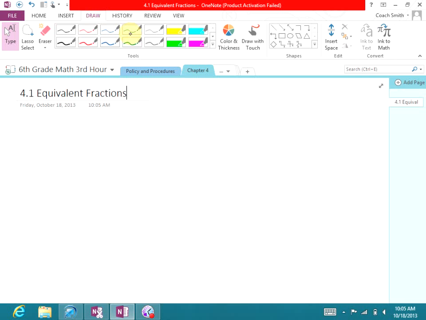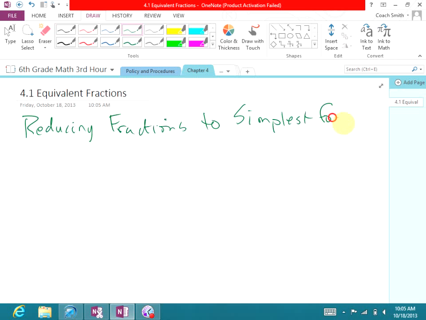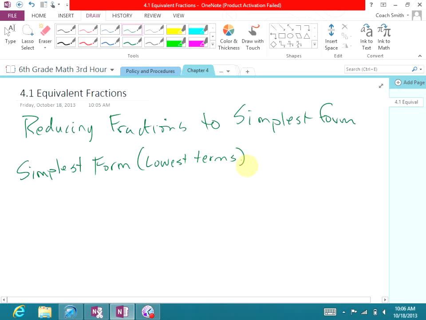All right, equivalent fractions. We're going to talk about, first of all, reducing fractions to simplest form. Okay, the key being their simplest form. Now, simplest form means this. First of all, another way I will express it is lowest terms. Okay, that's another way that we'll say simplest form.